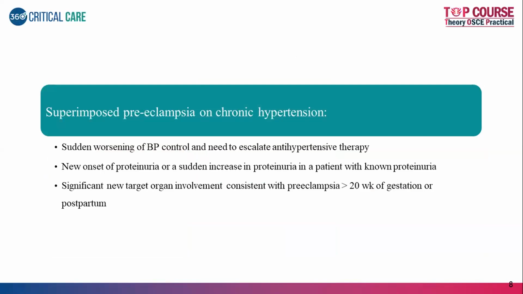Now what is superimposed preeclampsia on chronic hypertension? It is nothing but sudden worsening of BP control and need to escalate your antihypertensive therapy, or a new onset of proteinuria or a sudden increase in proteinuria in a patient with known proteinuria. New onset or sudden increase in proteinuria, or significant new target organ involvement which is consistent with preeclampsia, that is more than 20 weeks of gestation or postpartum.